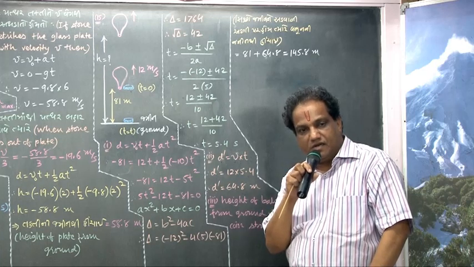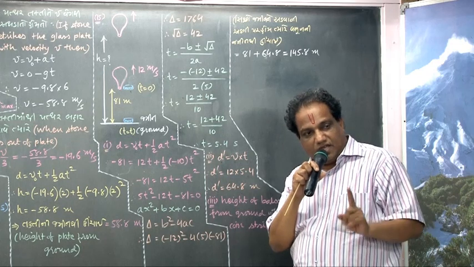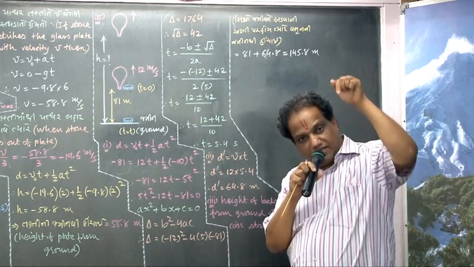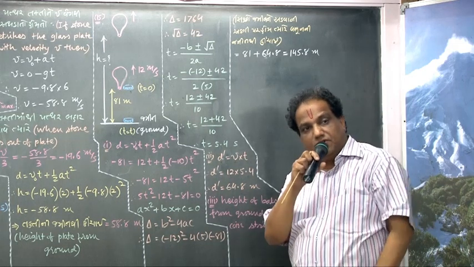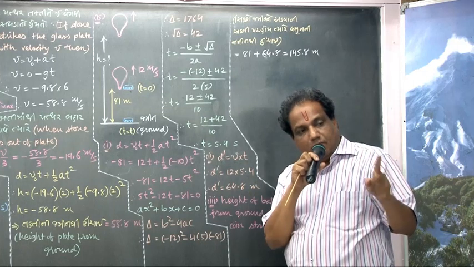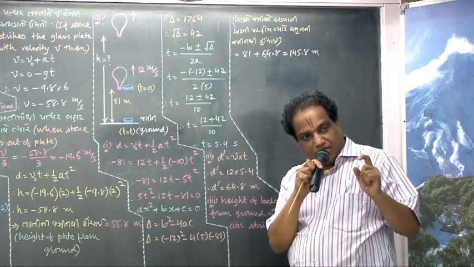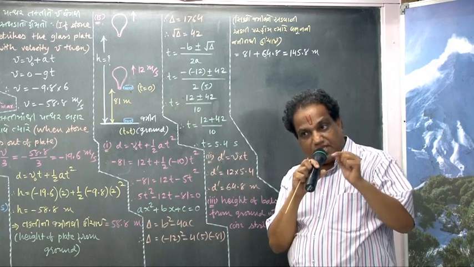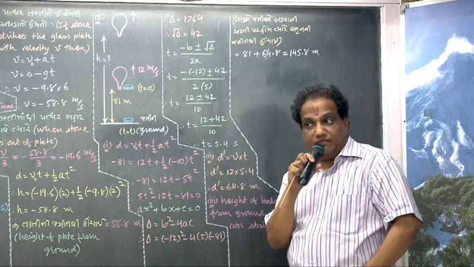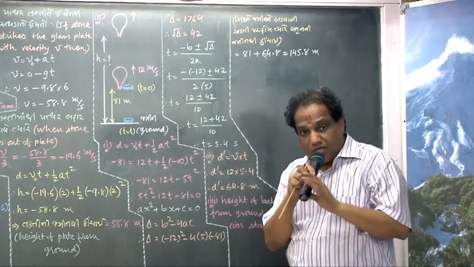Wrong. First it will move upwards and then it will come downwards. There is a principle of physics. A body will continue to move in the direction of its existing velocity, till that velocity becomes zero.